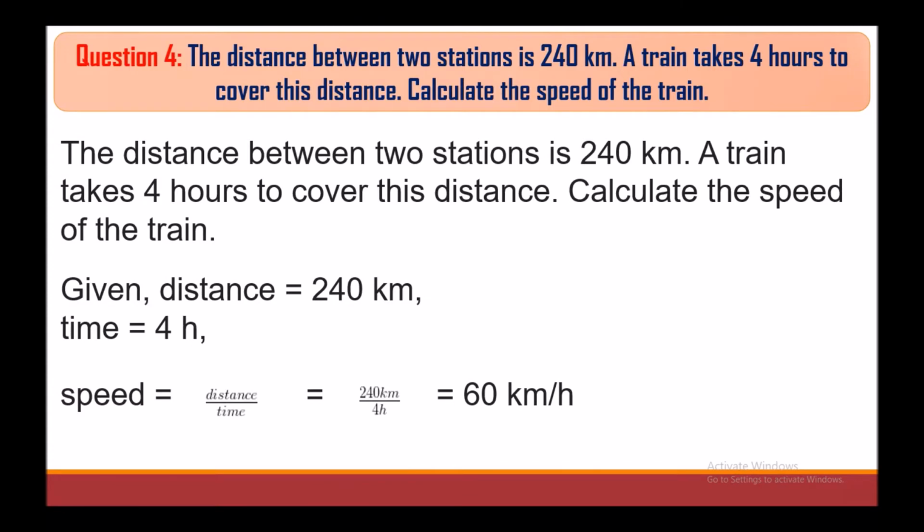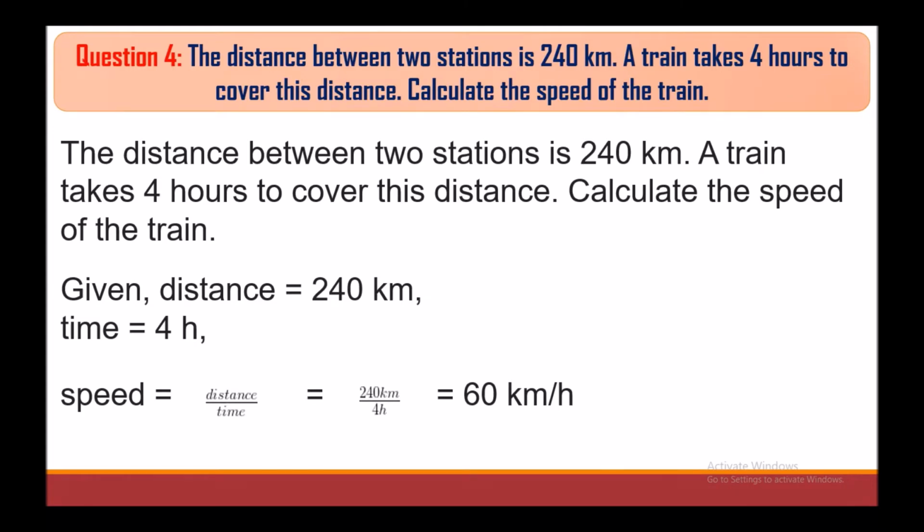Question 4. The distance between two stations is 240 km. A train takes 4 hours to cover this distance. Calculate the speed of the train. The distance between two stations is 240 km. A train takes 4 hours to cover this distance. So we have to calculate the speed of the train.